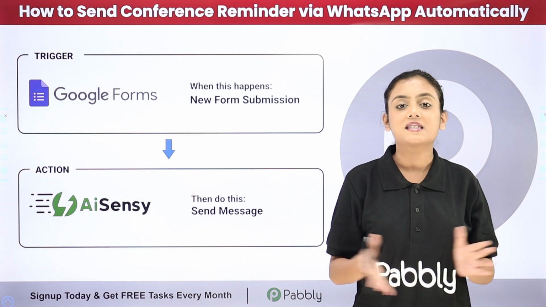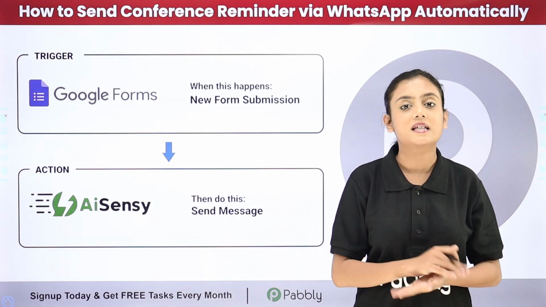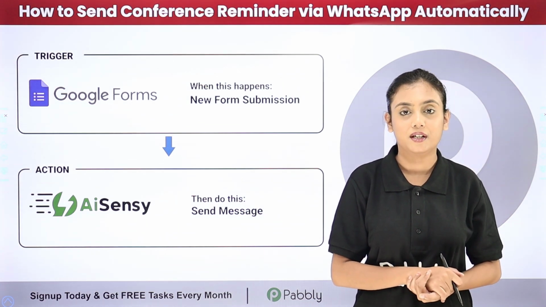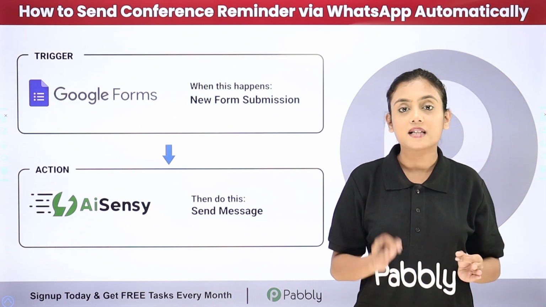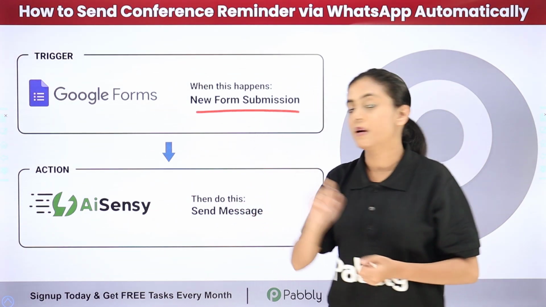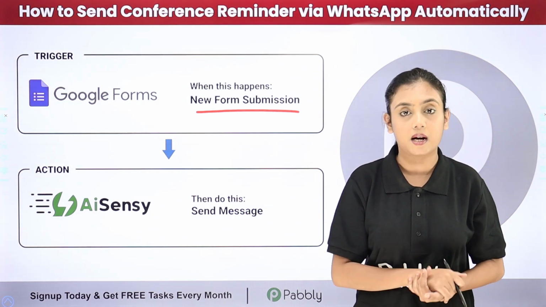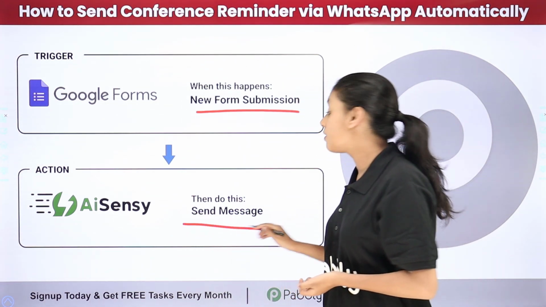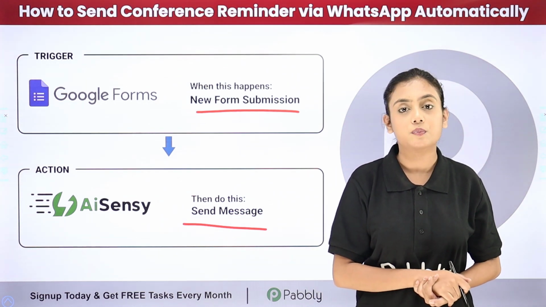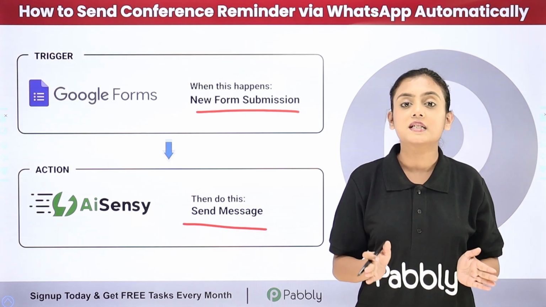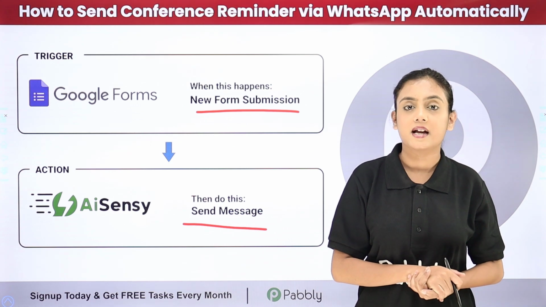So what I did was I simply created an automation using Pabbly Connect, which is an amazing automation and integration software. So here in this automation, what we are going to learn is that as soon as a new form submission is done by my participants using Google Forms, automatically a reminder WhatsApp message a day before and an hour before is going to be forwarded to the participant, and we are going to be sending the messages to our participants with the help of WhatsApp by AI Sensei.